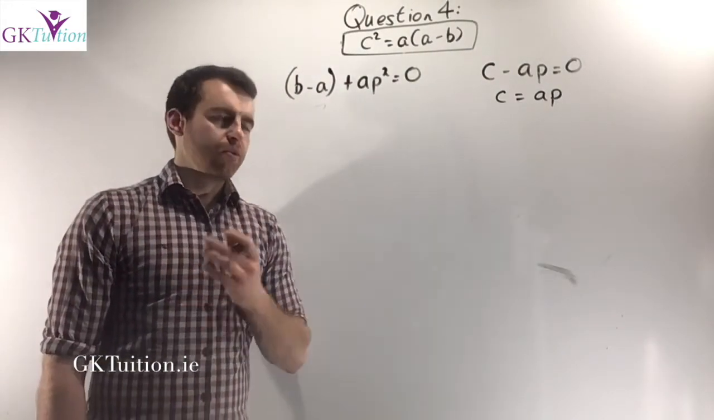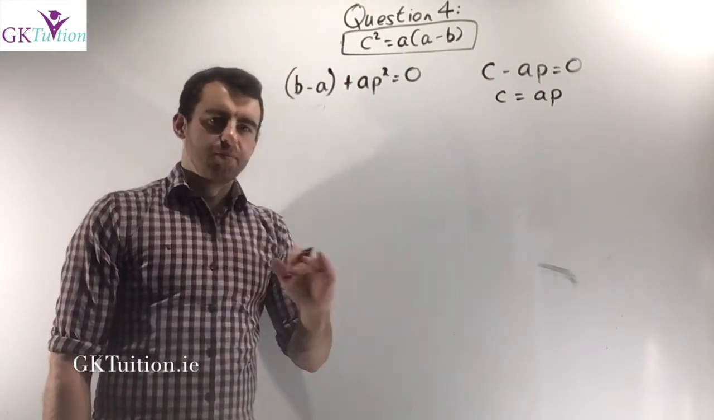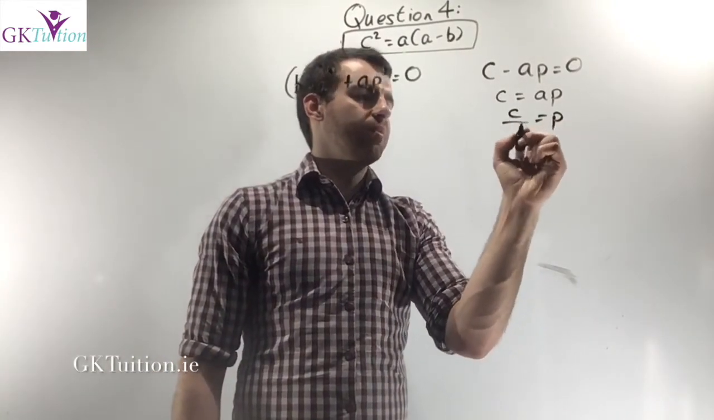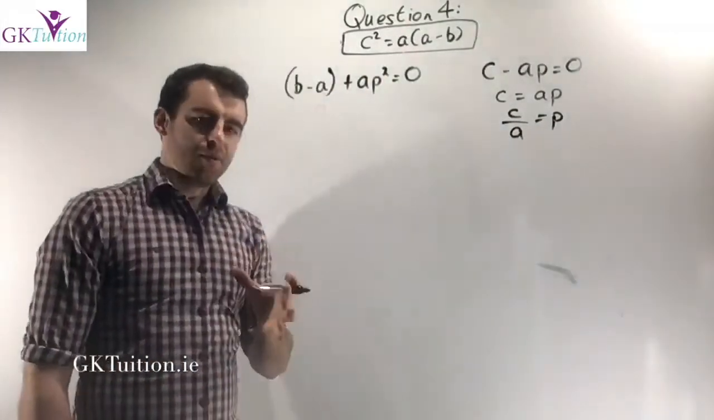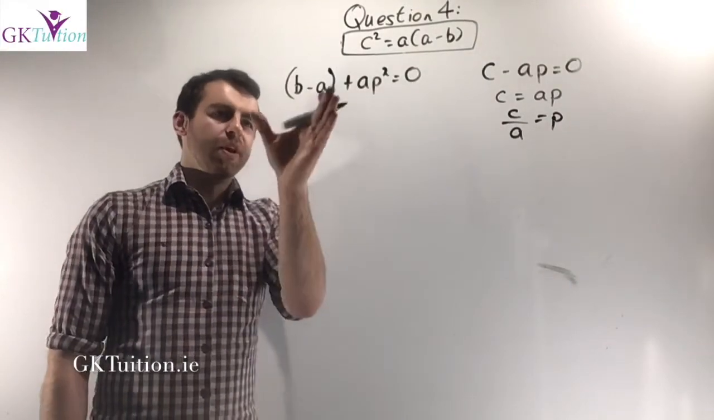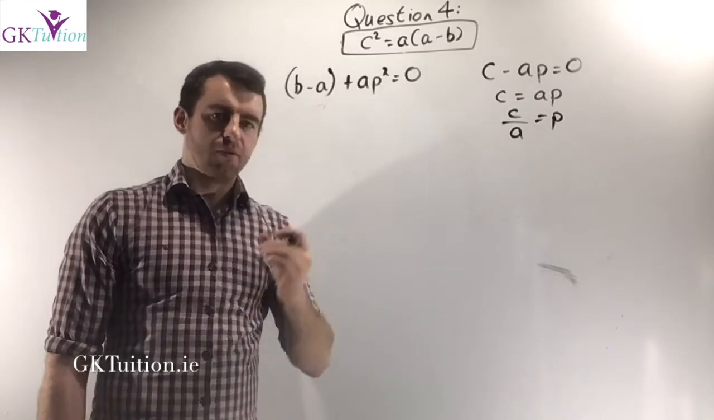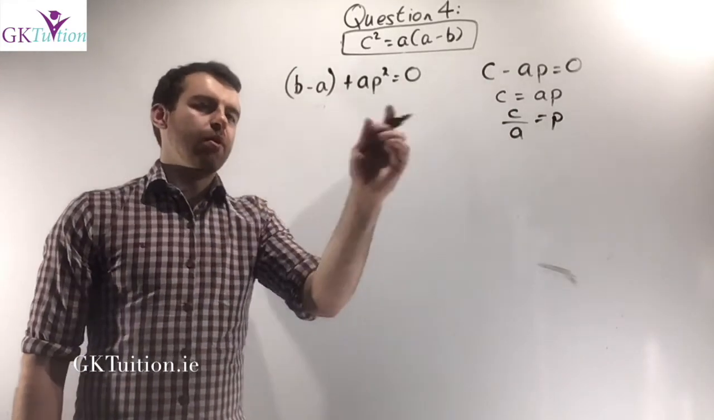In order to get P on its own, I would divide both sides by A, and deduce that P is equal to C divided by A. And now I'm in a good place. Now I know I can rewrite this equation, except everywhere there's a P, I can sub in C over A. So I'm just going to rewrite my equation here.